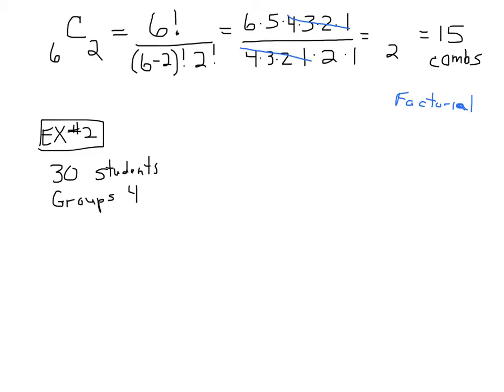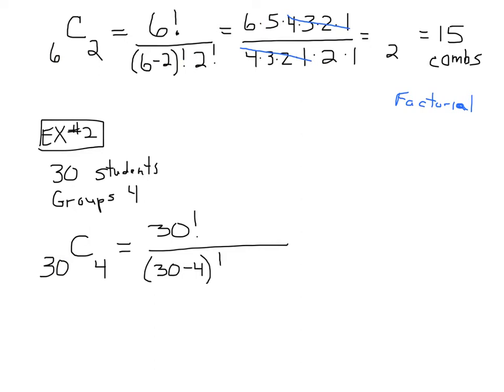All right, I don't want to list all these. I'm going to use the formula. So here we go. There are 30 altogether, and I want to take the combinations of 4 at a time. The first thing you do is take the first number, which is the total, and write that in the numerator, 30 factorial. Underneath, you subtract these two: 30 minus 4, put that in parentheses, factorial, and then finally 4 factorial.